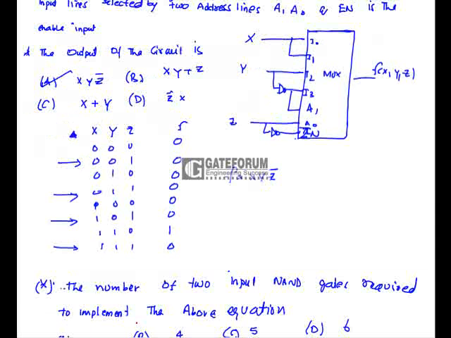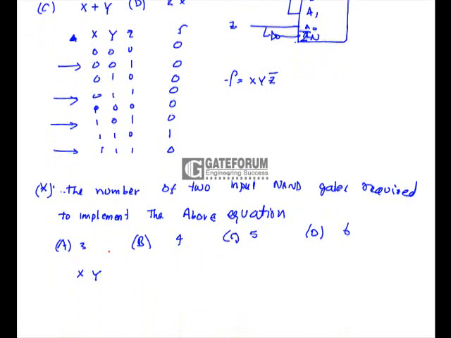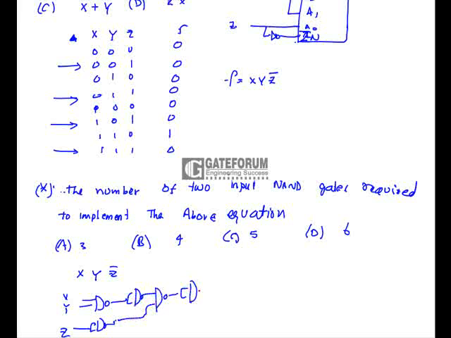The number of 2 input NAND gates required to implement the above function, that is X Y Z bar, is implemented as X, Y, Z. So it requires 5 NAND gates to construct this function. This is X Y Z bar, so option C is correct.